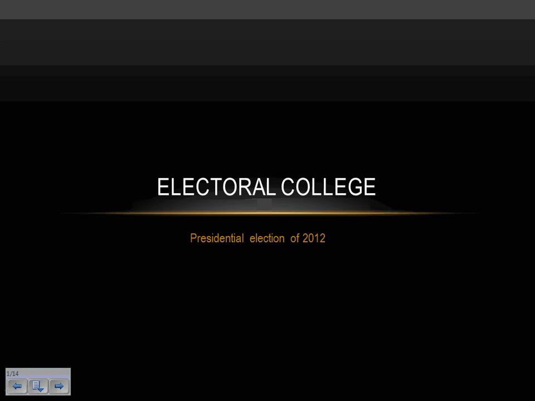This is a quick overview of the Electoral College and the results of the presidential election in 2012 between Barack Obama and Mitt Romney. This is on Thursday, 2 days after the election.